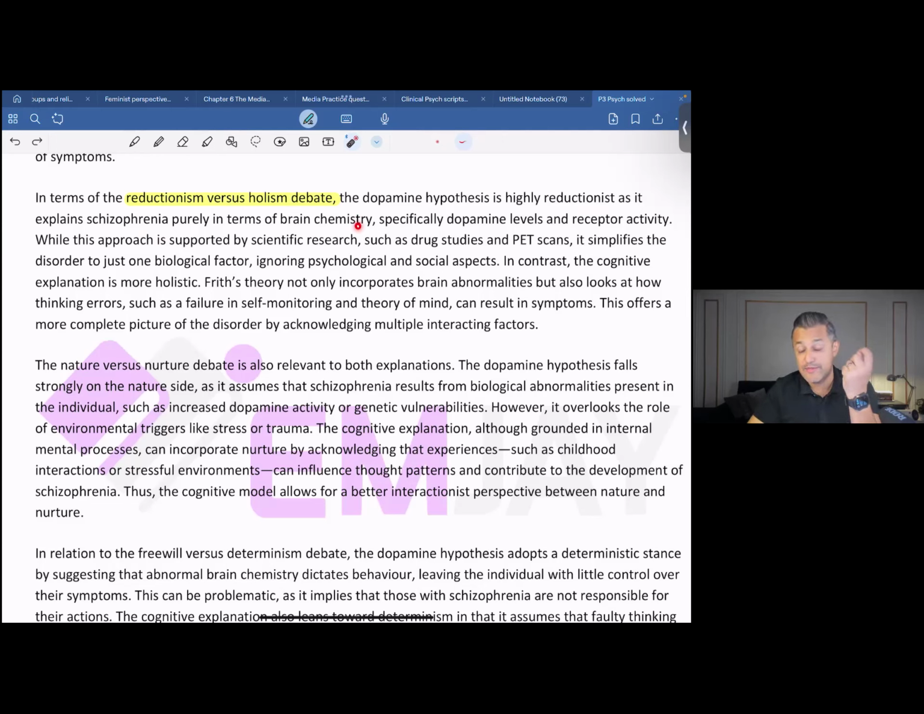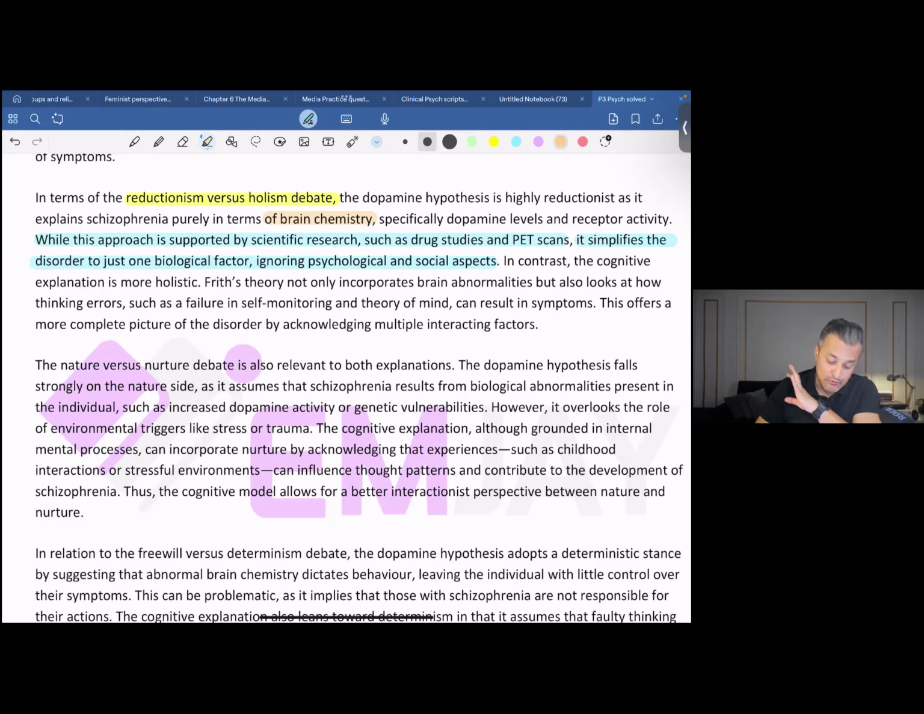You know what reductionism is? It's when you're focusing on any one aspect. So when you talk about the dopamine hypothesis, it focuses only on brain chemistry, specifically dopamine levels and receptor activity. While this approach is supported by scientific research such as drug studies and PET scans, it simplifies the disorder to just one biological factor, ignoring psychological and social aspects.